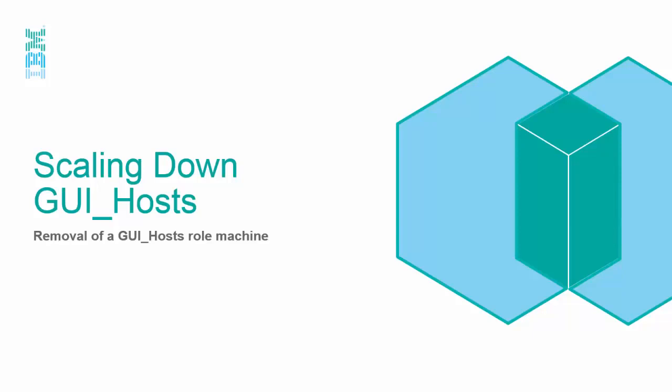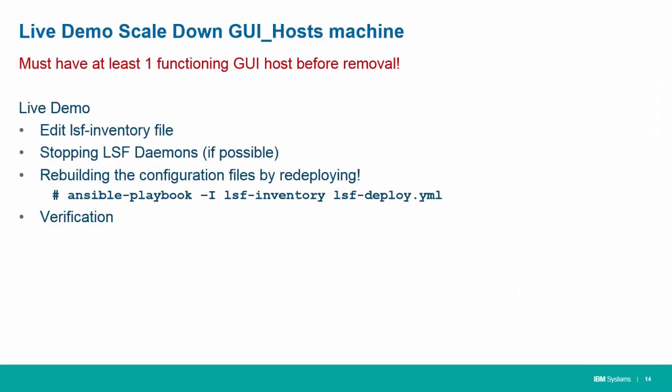Let's now look at how we would scale down one of the GUI hosts. So again, we need to make sure we have at least one host in the GUI host role before we remove any others. So the process is very similar to the LSF master. We're going to edit the LSF inventory file. We're going to stop the LSF daemons and the GUI daemons if that's possible. And then we'll rebuild the configuration by using the LSF deploy playbook. I'll verify that everything's gone and that the cluster is functioning.